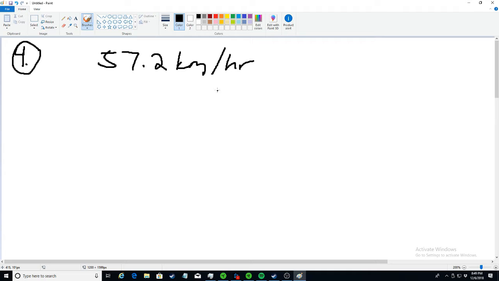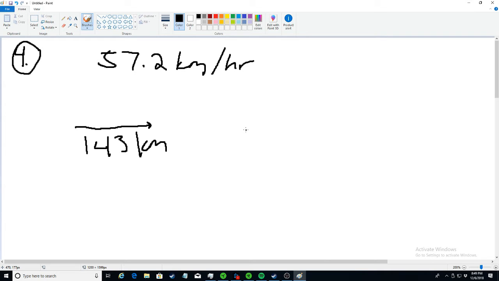And the ship moves in a straight line eastward for 2.5 hours. Straight line, again, very similar to the last problem. 57.2 times 2.5 will give us 143 kilometers. And there's our first vector.